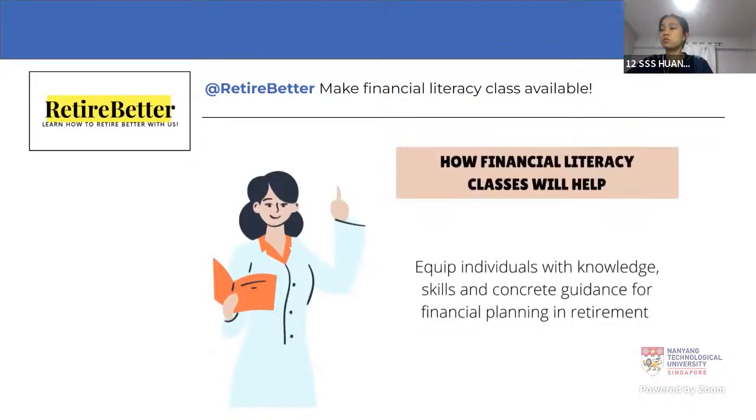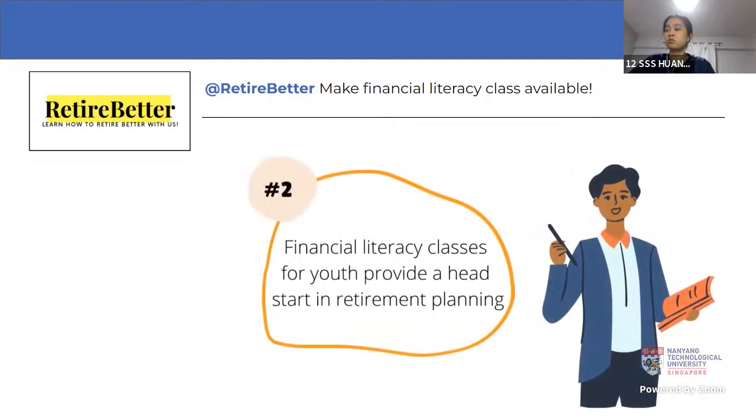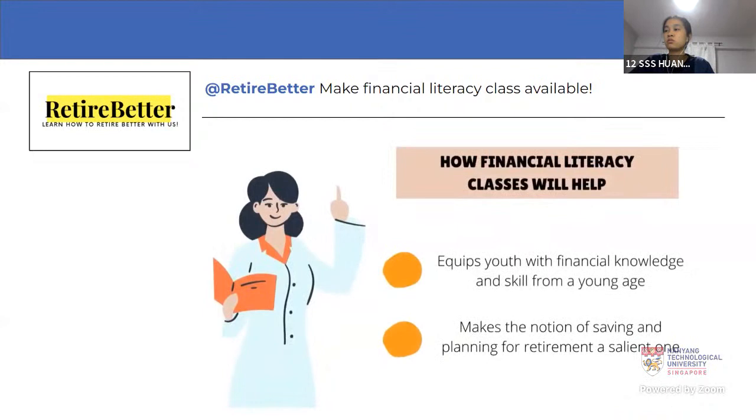It also equips individuals with skills to manage and grow their finances, providing concrete guidance to improving financial well-being in retirement. Next, the availability of financial literacy classes for youth enables them to start young. While it may be slightly early to start preparing for retirement, more knowledge and skill on managing finances can help youth to get a head start in planning. The notion of saving and planning for retirement is made salient in the minds of youth, and they are hence better prepared to handle retirement planning and are well equipped to do so when the time comes.